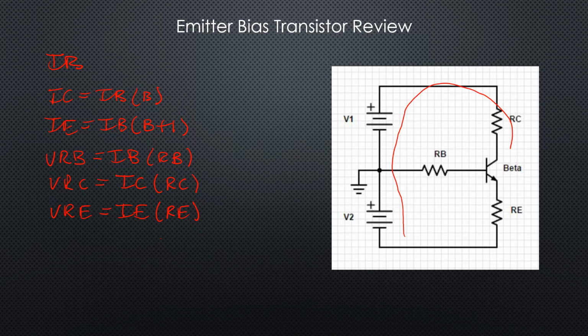I'm going to write my Kirchhoff loop right here. Put in my polarities. So I've got minus V2 minus V1 plus VRC plus VCE plus VRE equals 0. So we can see that VCE is equal to V2 plus V1 minus VRC minus VRE.